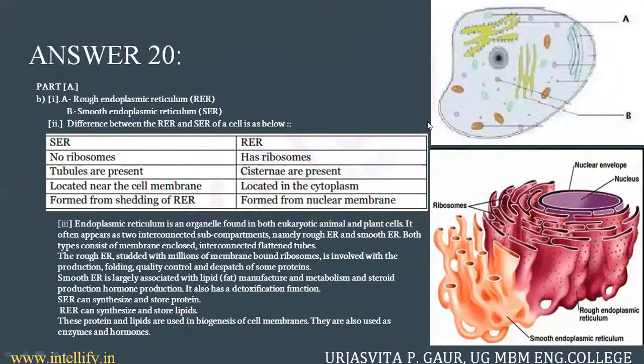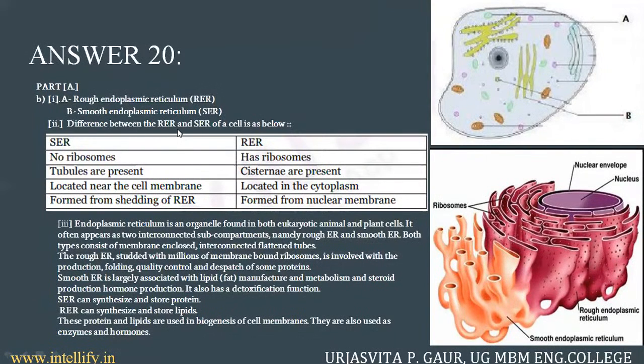Now the B part, the second subdivision of the A part, is wherein we have to identify the cell organelle of this diagram, this A and B. What is this A and B? Then this A is the rough endoplasmic reticulum, and B is the smooth endoplasmic reticulum.